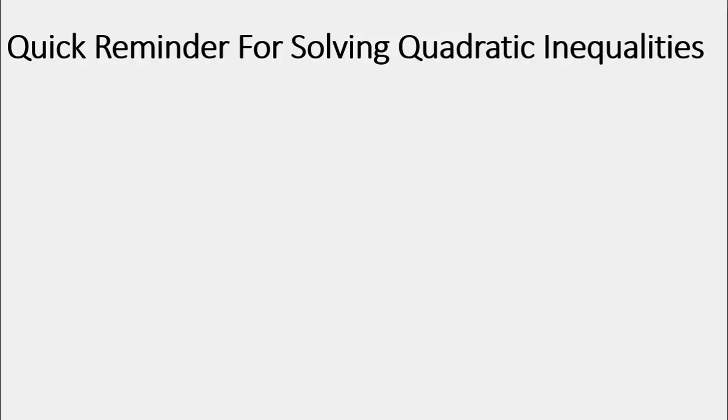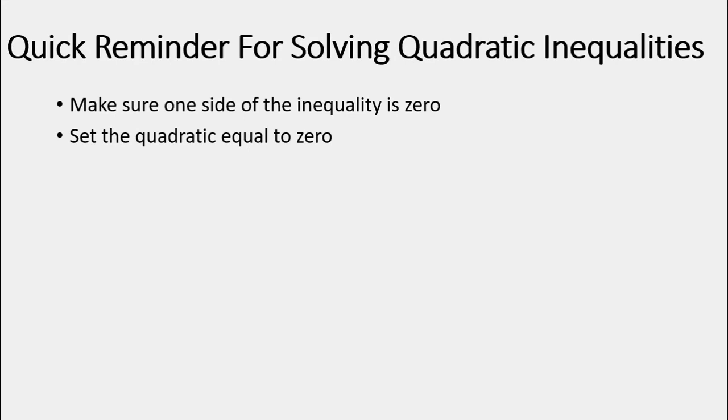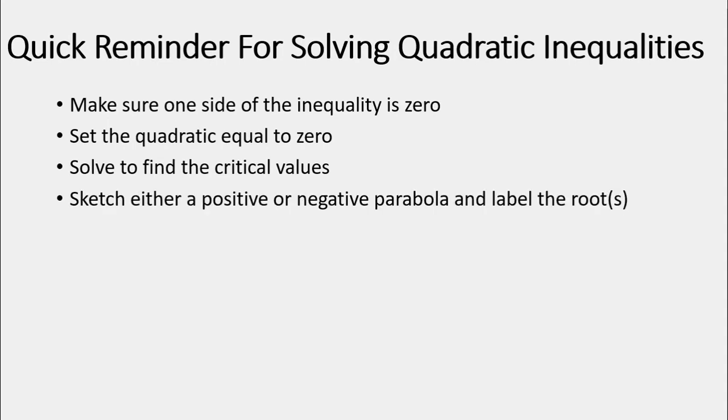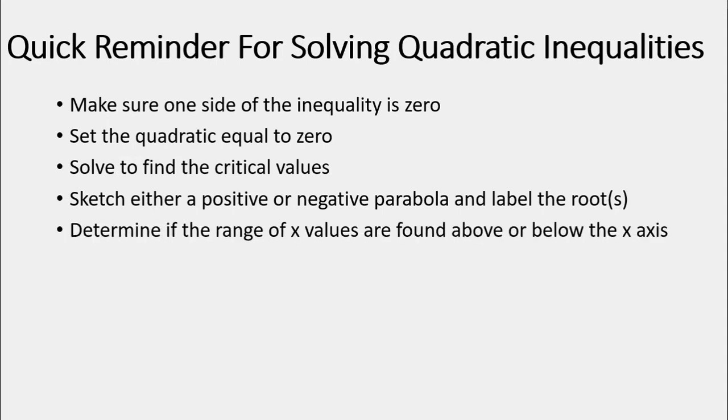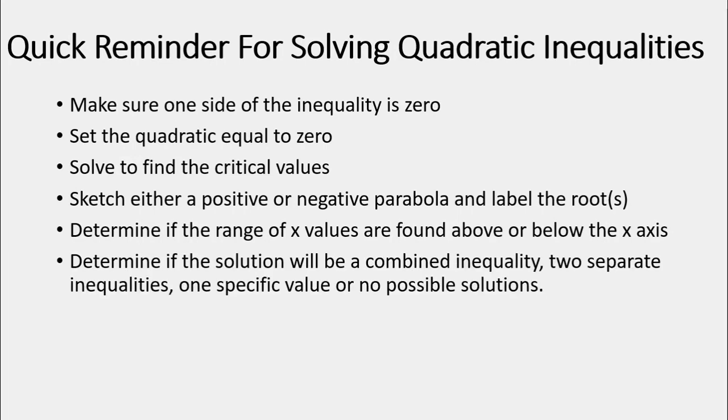Now let's just go through a quick reminder of our steps to solving quadratic inequalities before we get into the practice. Step 1, make sure one side of the inequality is 0. Step 2, set the quadratic equal to 0. Step 3, solve to find the critical values. Step 4, sketch either the positive or negative parabola and label the roots. Step 5, determine if the range of x values to be found are above or below the x-axis.